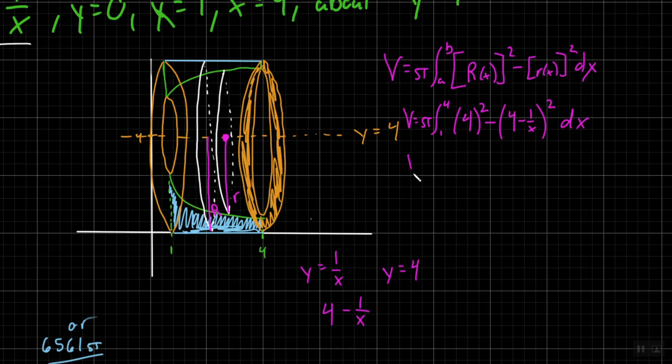Okay, let's square these guys. Volume equals pi of 1 to 4. That's a bound. What is 4 squared? 16. What are we going to have to do here? FOIL. Okay, FOIL. Or you just tell me if you can do it in your head.